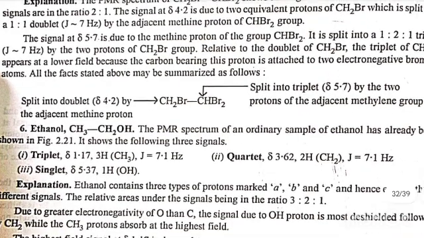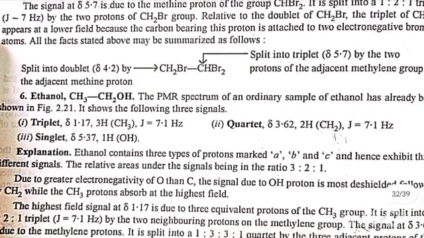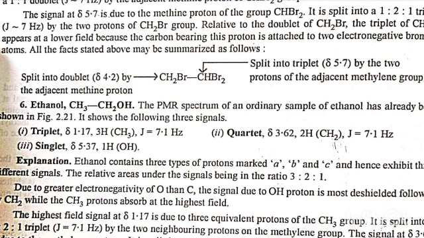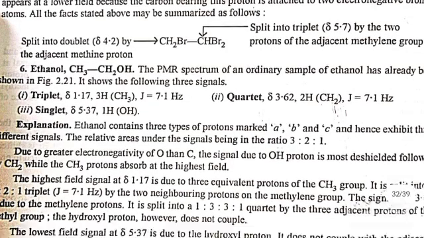The signal at delta 4.2 is due to two equivalent protons of CH2Br, which is split into a 1:1 doublet by the adjacent methine proton of the CHBr2 group. The signal at delta 5.7 is due to the methine proton of the group CHBr2. It is split into a 1:2:1 triplet by the two protons of the CH2Br group. Relative to the doublet of the CH2Br, the triplet of CHBr2 appears at a lower field because the carbon bearing this proton is attached to two electronegative bromine atoms. All the facts stated above may be summarized as this.